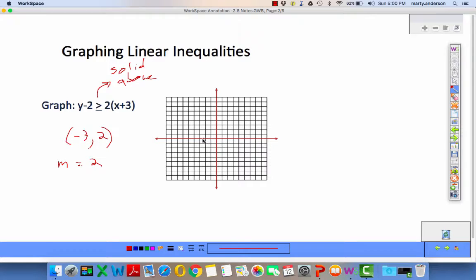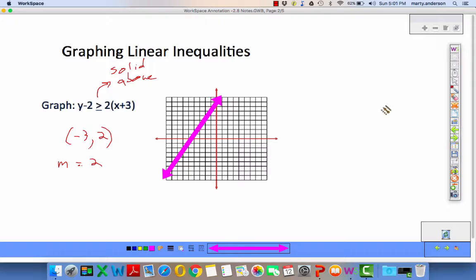So I could go negative 3, positive 2, and then I could apply the slope of up 2, right 1, up 2, right 1, up 2, right 1. And then I can draw a line. Let's use the nice lines here. I want this one to be solid, so I'm going to go like so.